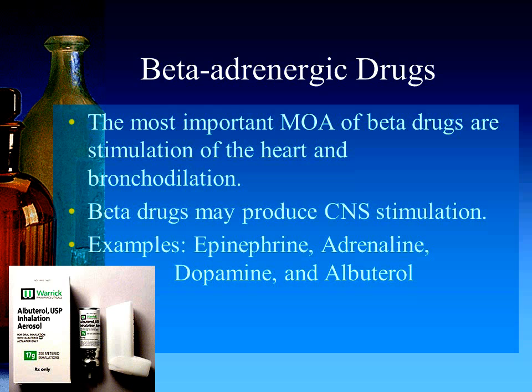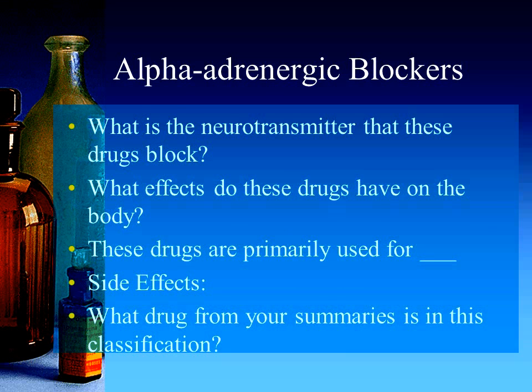Examples of these would be epinephrine, which was on your drug summaries, adrenaline, dopamine, and albuterol. And albuterol is a common asthmatic medication used primarily for that bronchodilation piece. So we talked about the medications that stimulate the alphas and stimulate the betas.